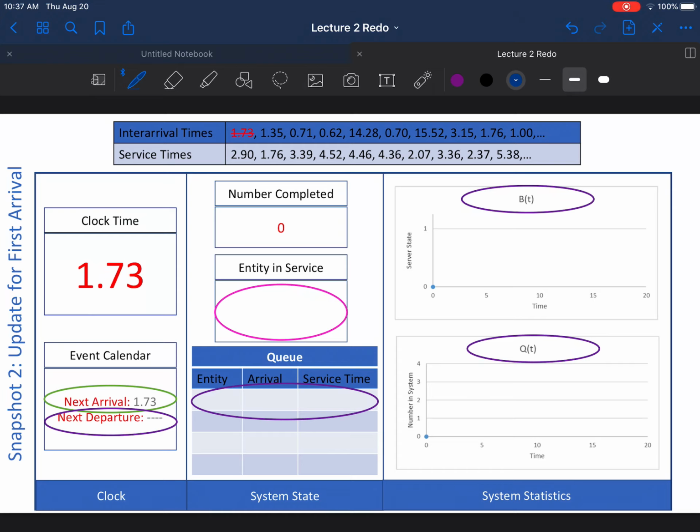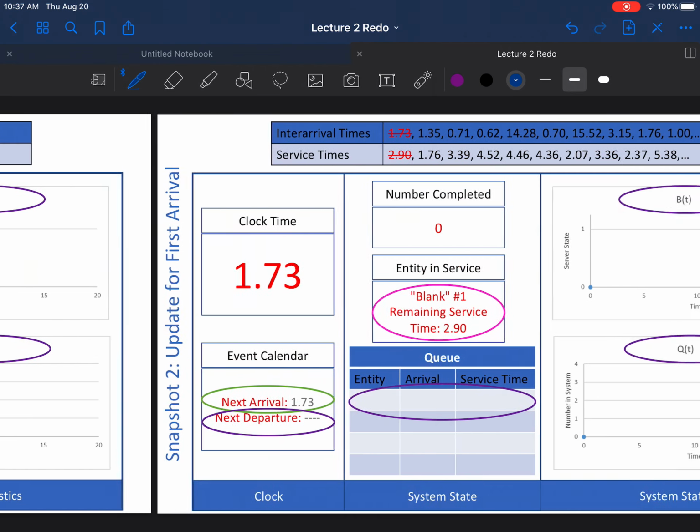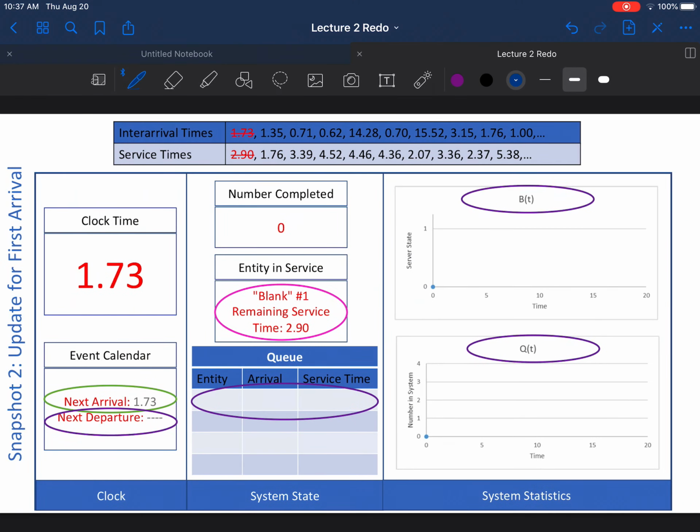Then the entity in service. With an arrival, because of our assumptions, there's no delay. So the entity is, in fact, going to go into service at this point. And what is this entity in service? It'll be blank number 1. This is the first. We're going to label our entities in terms of the order of their arrival. So we'll label this number 1, and its remaining service time is from here. We put that in because it needs to be served completely. So it needs 2.9 for its remaining service time.